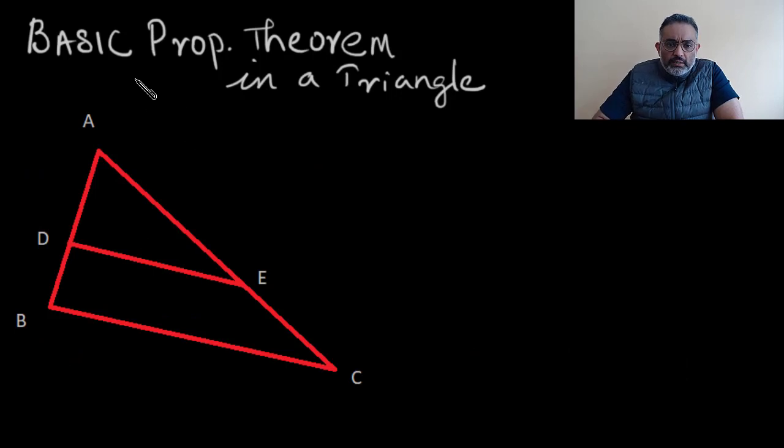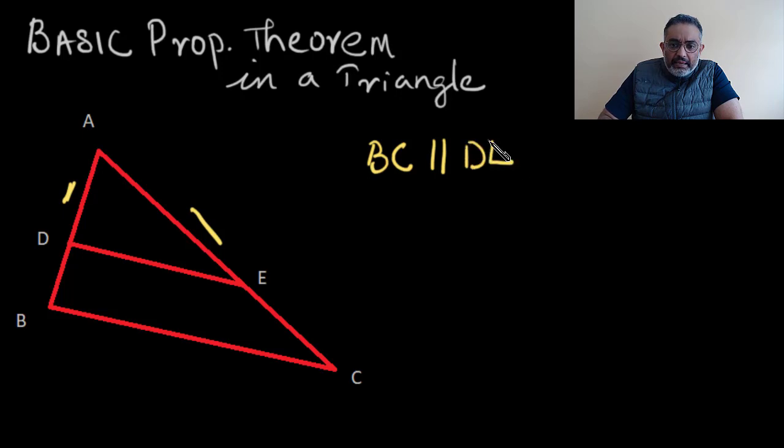Now, what is the theorem, basic proportionality theorem? Look at this triangle ABC. We have two sides, AB and AC, right? So this side AB and this side AC. Now, the side BC and this line DE are parallel. So let's write that down. Side BC is parallel to the line DE.